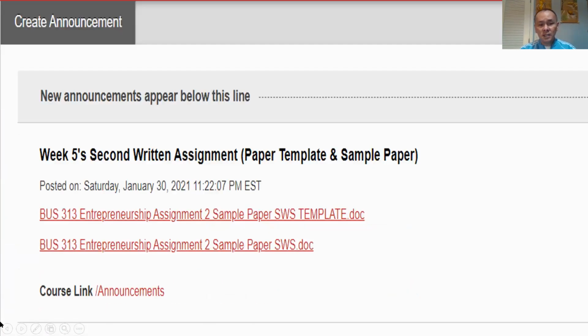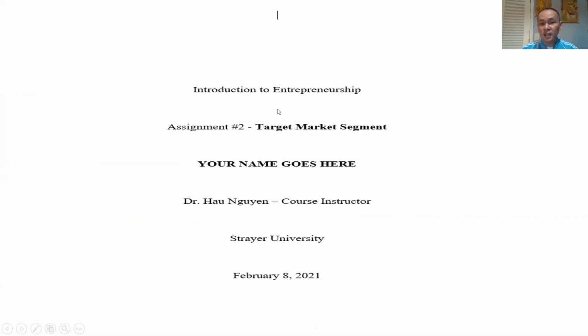So I posted the sample paper and the template for you to use. Go to the course announcement, click on these 2 items, and you will see they are already prepared for you. Too easy. As long as you continue to be a student, you need to make sure that you have a cover page whenever you submit an academic written assignment. The cover page is 1 page of its own. So you need to have 1 page, the first page. Then you go to the next page, that's where you start writing.